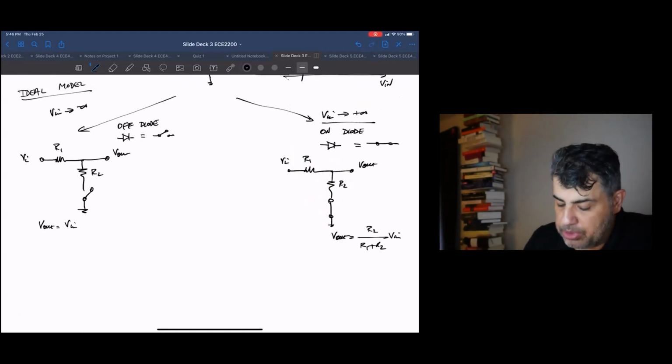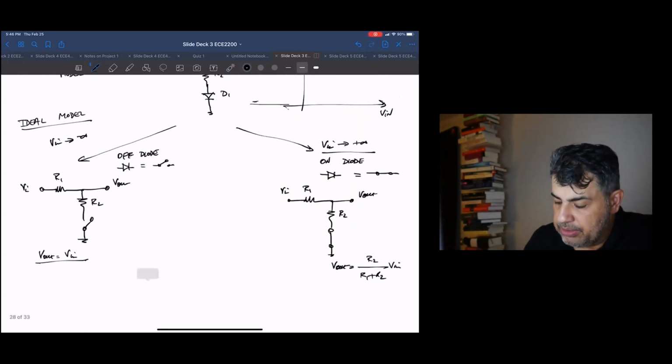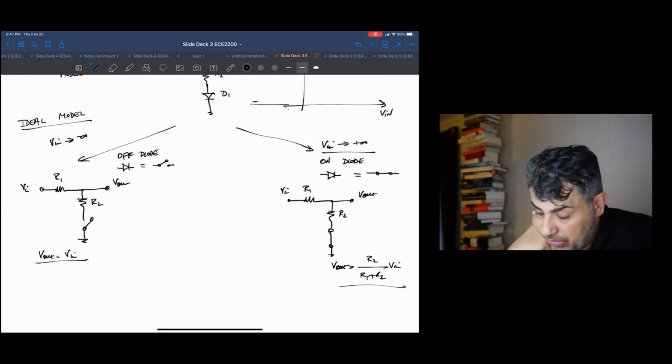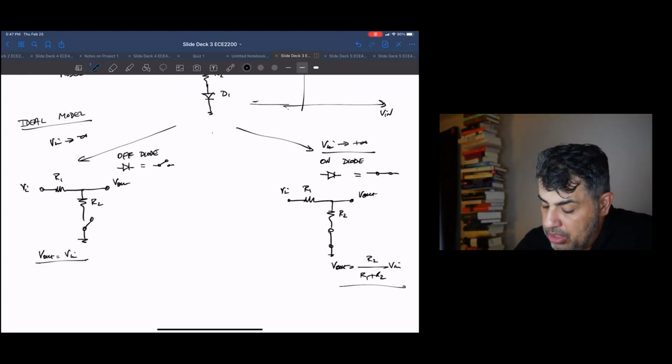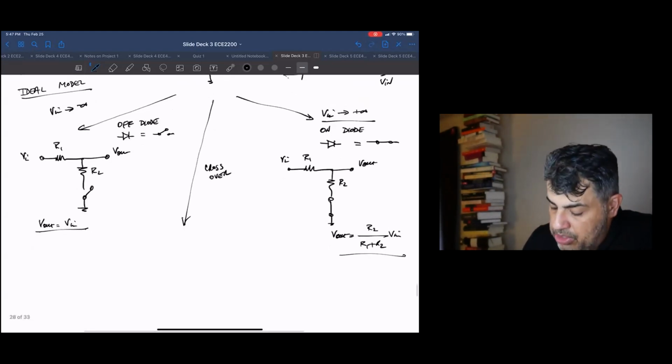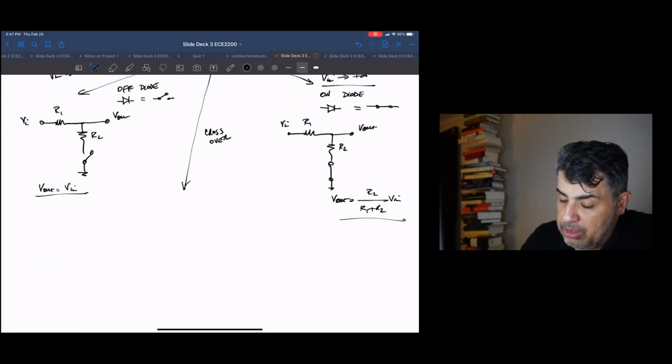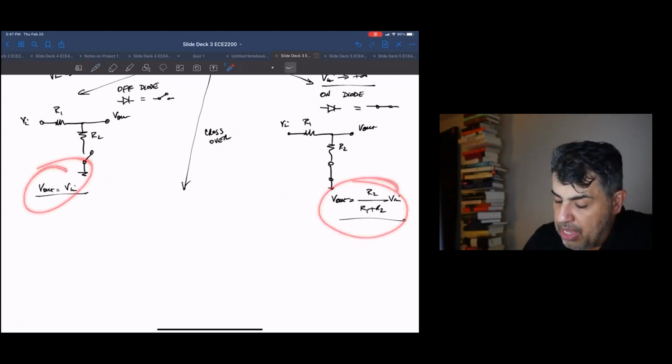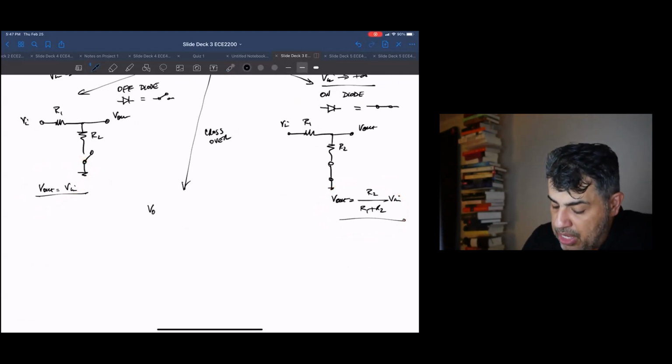Okay, so we got two slopes. When we're very negative, V out is Vn. And when we're very positive, we have R2 over R1 plus R2. And then we got to figure out where this thing crosses over from one to the other. So we got to figure out where the crossover is. And the crossover by definition, both this and this have to be true. So V out is equal to Vn is equal to R2 over R1 plus R2 Vn.